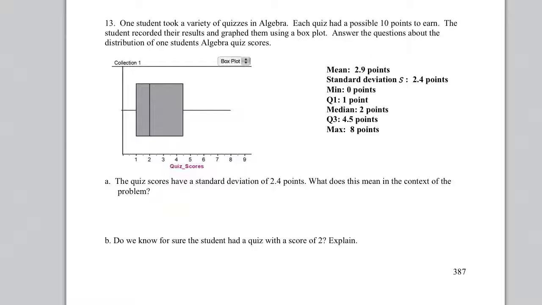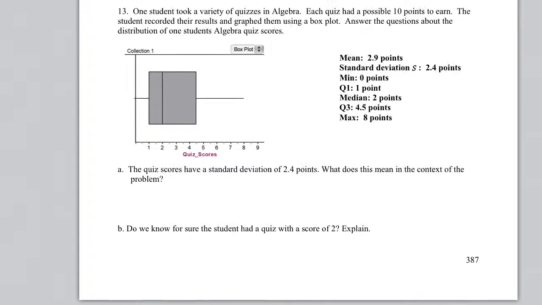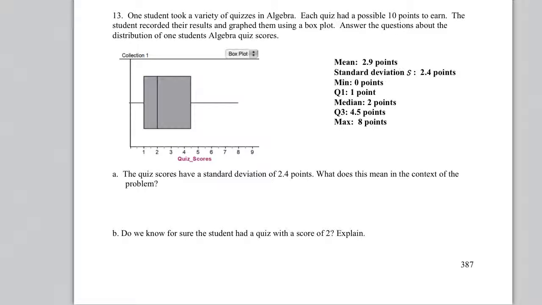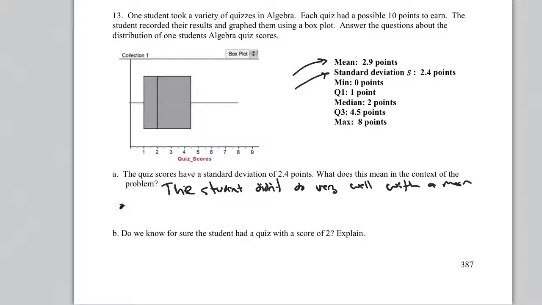What does this mean? Well, for starters, let's talk about how the quiz scores are not very good. The mean was 2.9. Right there, 2.9. And the standard deviation was 2.4 points. So what I would describe here is that the student didn't do very well, with a mean of 2.9 points.